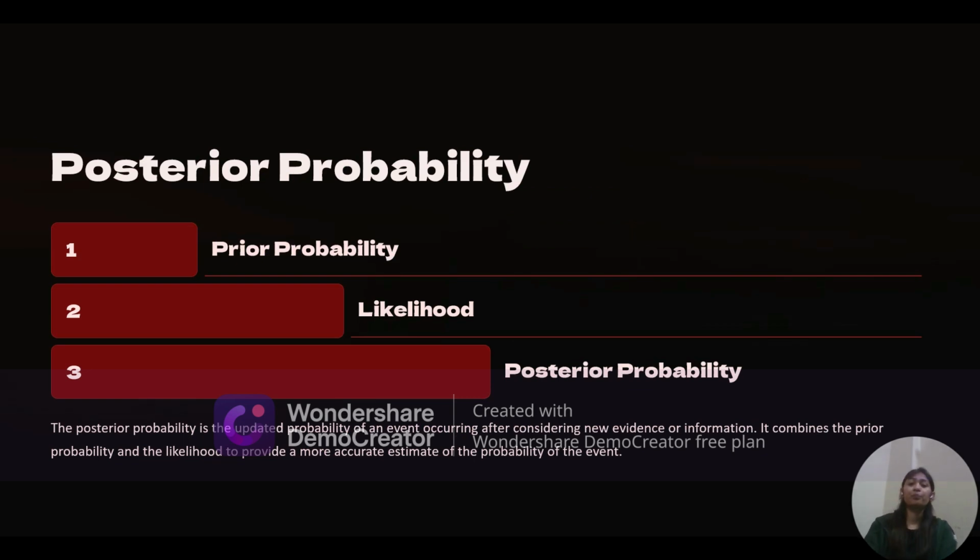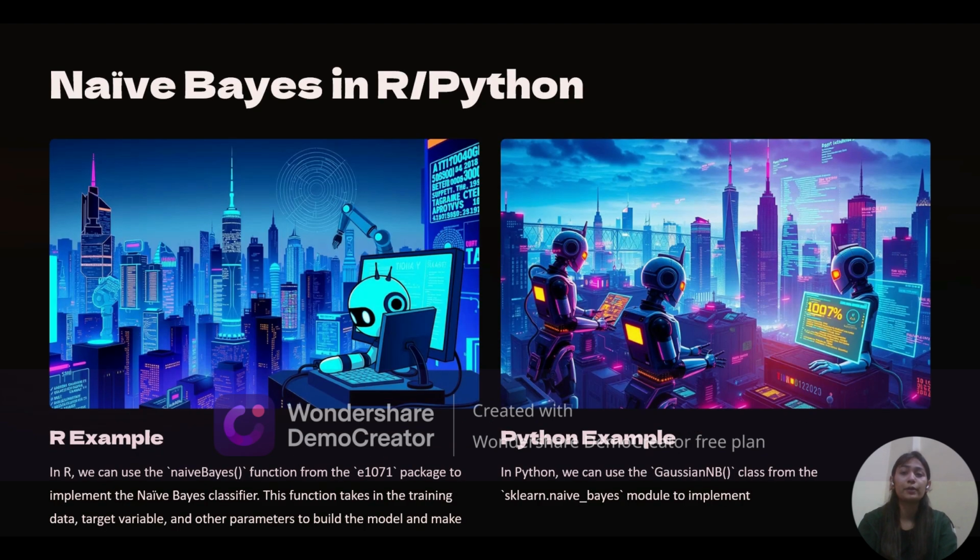Posterior probability. Prior probability, likelihood, posterior probability. The posterior probability is the updated probability of an event occurring after considering new evidence or information. It combines the prior probability and the likelihood to provide a more accurate estimate of the probability of the event.